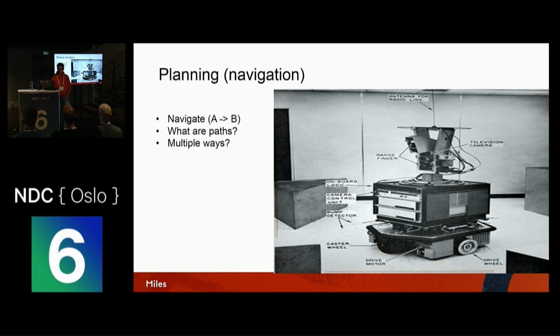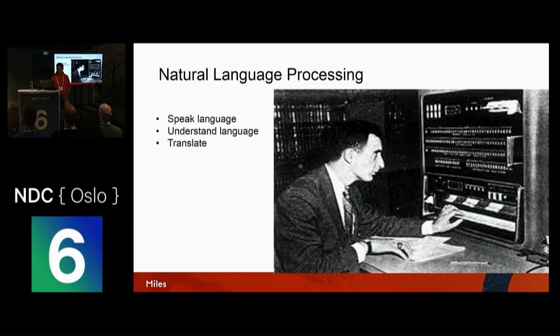Here in the picture we can see the first self-driving robot from 1972, called Shakey. In robotics it's important to be able to navigate, to do pathfinding, and to decide, if you have multiple ways, which way you should take. The third area was natural language processing. We have to remember this was in the 50s during the Cold War, so there were not so many people in the US speaking Russian. So one of the first tasks for the NLP projects was to translate between English and Russian.